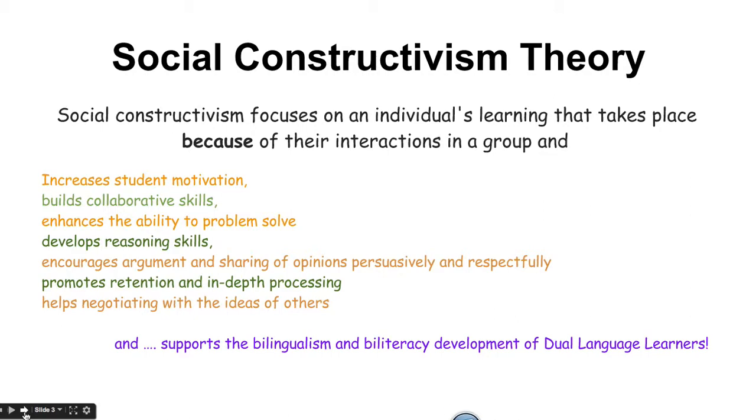The idea of bilingual pairs really comes from social constructivism theory, which focuses on the fact that students learn because of their interactions in a group, and that their learning increases their motivation, builds collaborative skills, enhances their ability to problem solve, develops reasoning skills, encourages argument and the sharing of opinions in persuasive and respectful manners, and promoting retention and in-depth processing. It also helps with students' ability to negotiate their ideas with the ideas of others. We use the social constructivism theory for the idea that children acquire language because of their interactions in a group. And so, Bilingual Pairs supports bilingualism and biliteracy development of dual language learners.